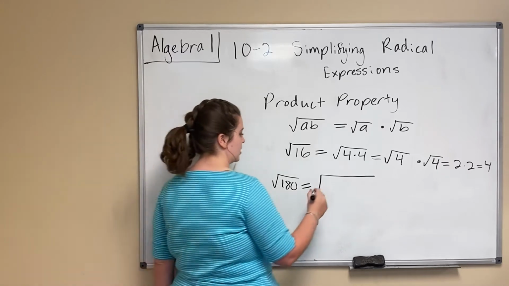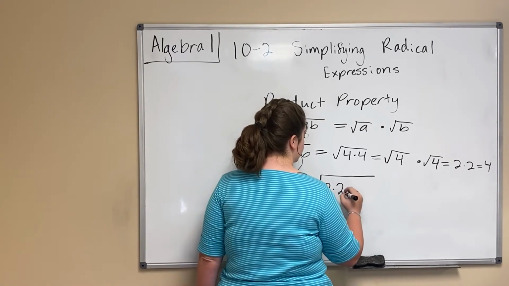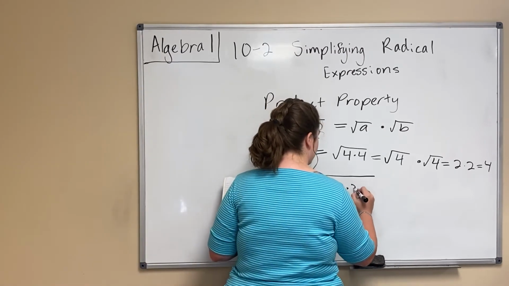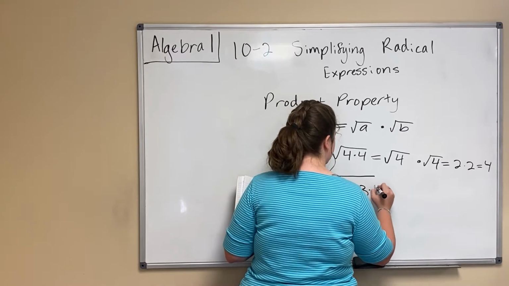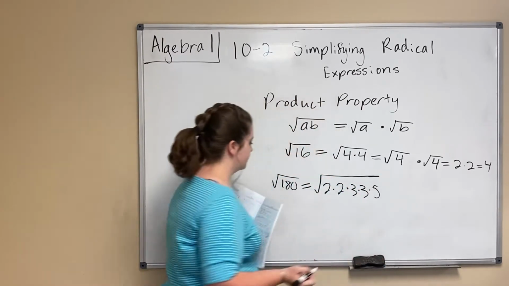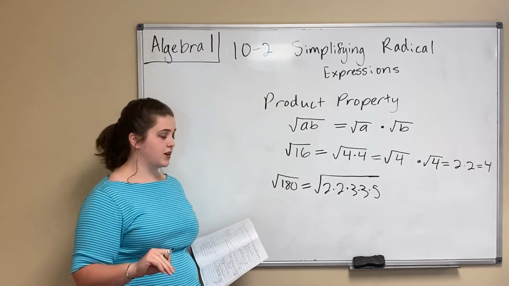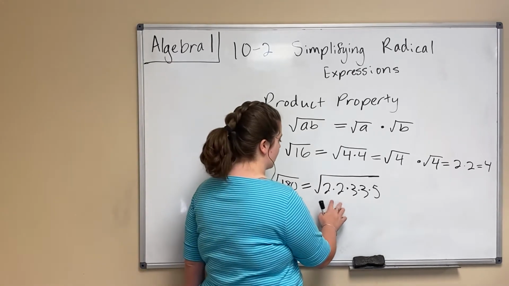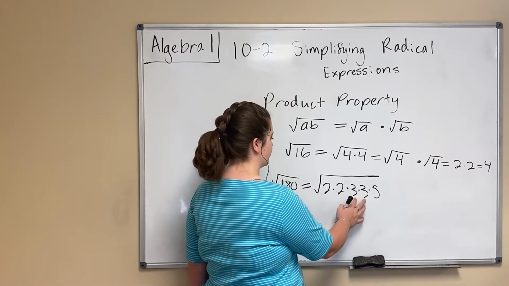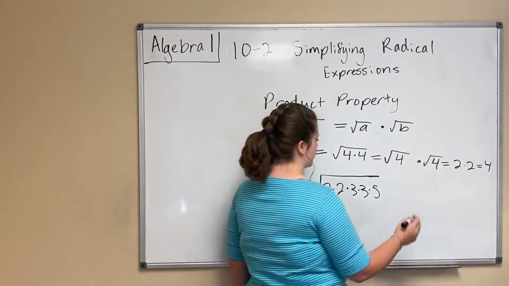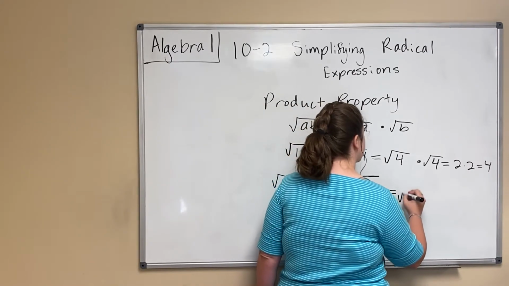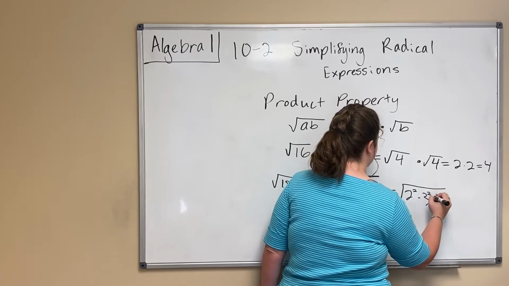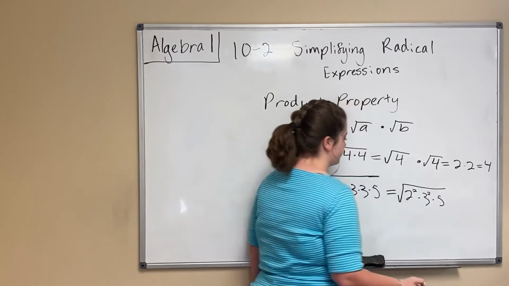When I do that, I'm going to get 2 times 2 times 3 times 3 times 5. That's 180 split up into all of its factors. Now when I split it up into its factors, what I see right off the bat is I have 2 squared and 3 squared inside of it. So I can rewrite this as the square root of 2 squared times 3 squared times 5.